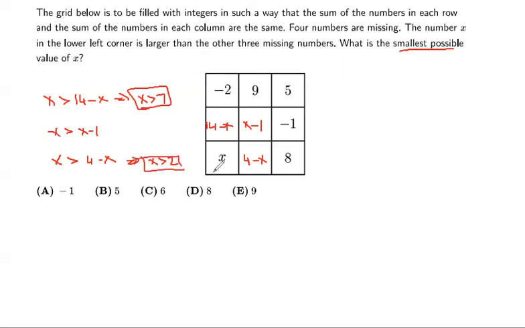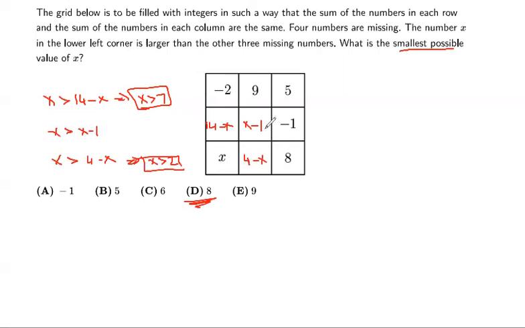So if x is larger than 2, we are safe for this square, but we are not safe for this square. We are told x is larger than the other three missing numbers, so that will be the case only if x is larger than 7, which means the smallest value is 8. You can always plug that into these expressions to see what we get.